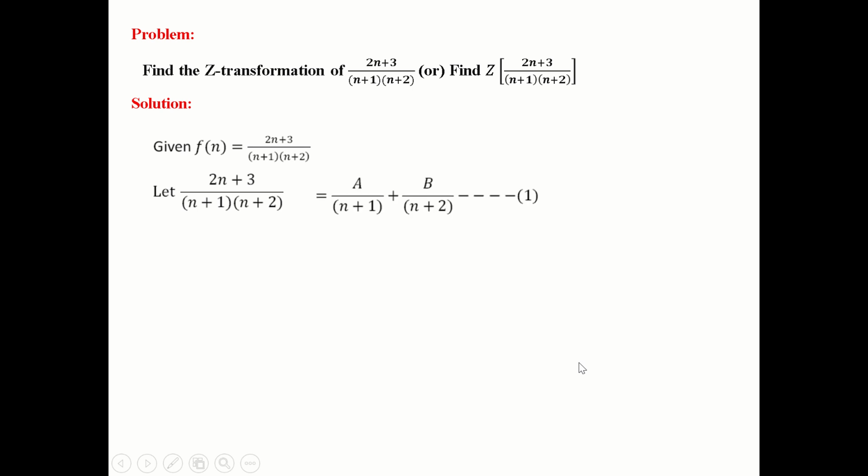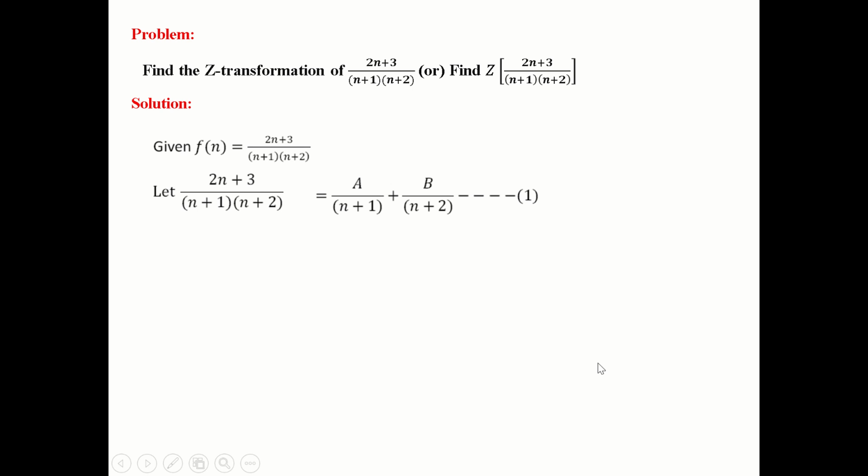Find the Z transformation of (2n + 3) / ((n + 1)(n + 2)). Same as the previous problem. So here in the numerator you have 2n + 3, but the denominator is the same as the previous problem, (n + 1)(n + 2). Take f(n) equal to (2n + 3) / ((n + 1)(n + 2)).